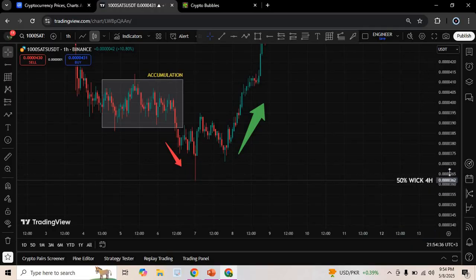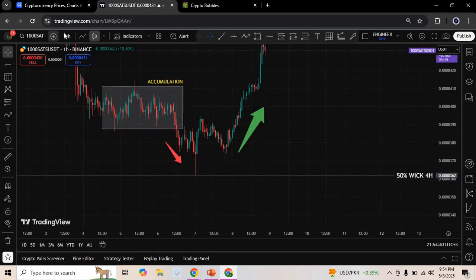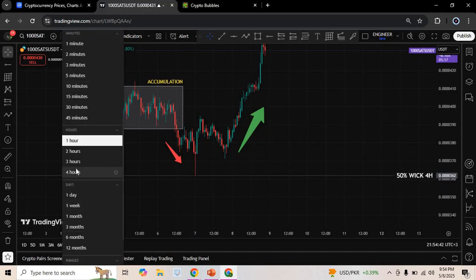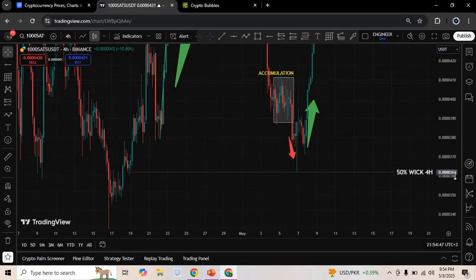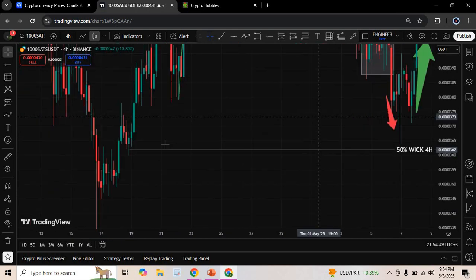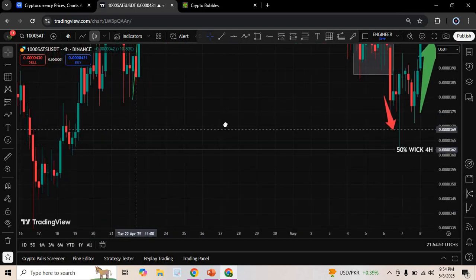So a wick is also a very good POI. It shows a lot of liquidity. So if I come on the 4-hour, but I don't want to bog you down with this, we'll progressively do that. So if I come to the 4-hour time frame, you see there's like a wick here that was not mitigated.